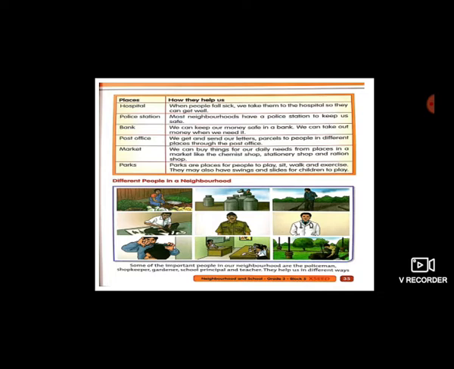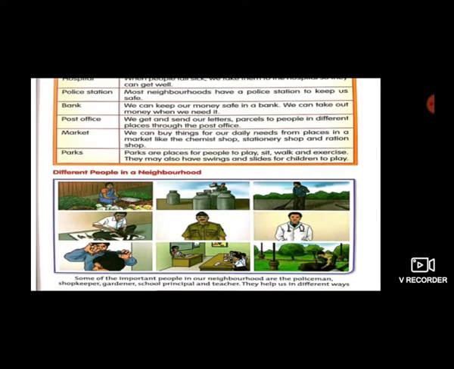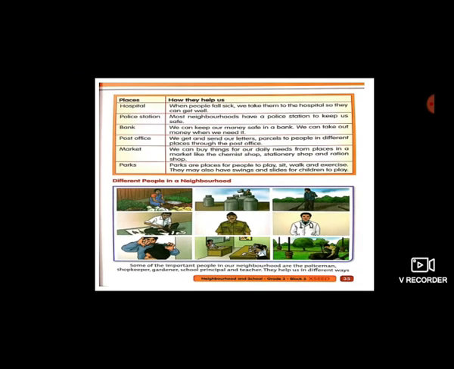Now let's learn about the people. Now we will learn about some important people in our neighborhood. Now look on your screen and tell me what are the important people. See, they are policeman, shopkeeper, gardener, school principal, teachers. They help us in different ways. Yes, students. Now let's learn about them from the next page.